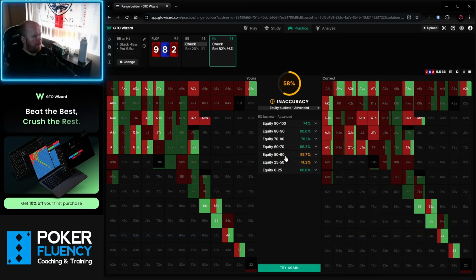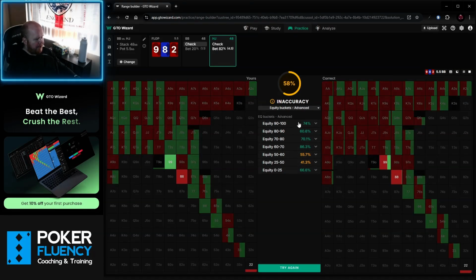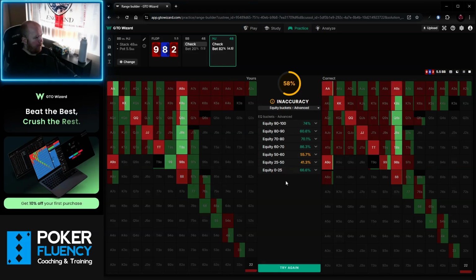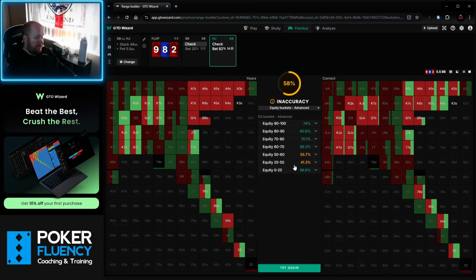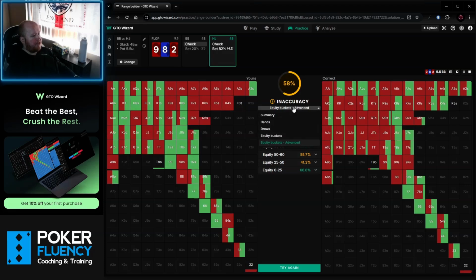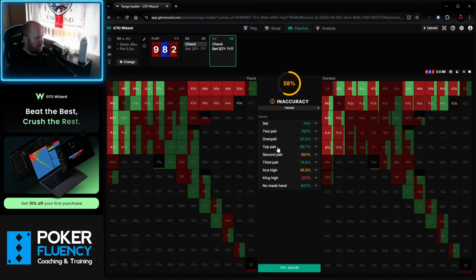If you can do this exercise and you can get a green on all these categories, that's a really good, solid, well-rounded range that you're creating. And even if you get a yellow on a couple like this, you're doing pretty well. What you want to avoid is getting a red anywhere. We did get a red on one hand category, which is specifically the king highs. So that's something to look out for here.